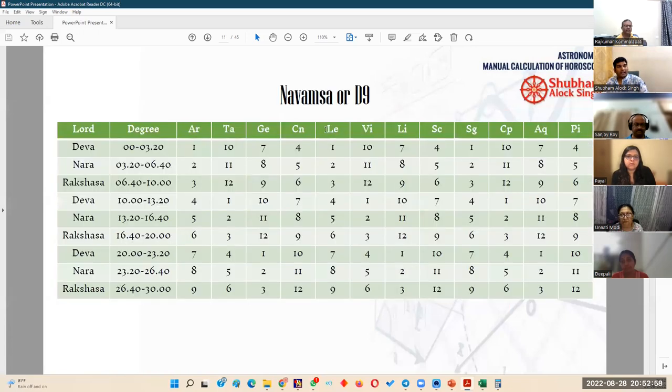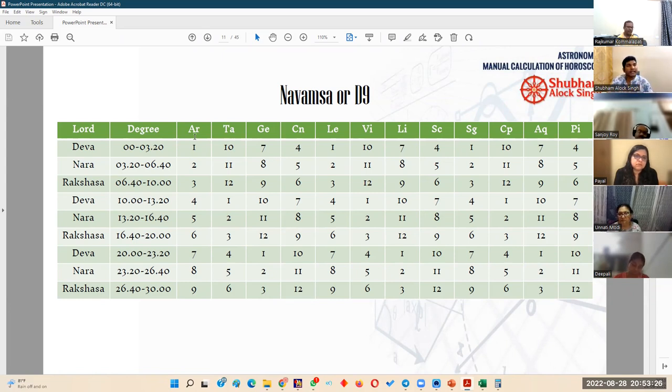Same goes with D9. For Aries, Leo, Sagittarius, D9 starts with Leo. For Capricorn, Virgo, Taurus, the D9 starts from Capricorn. For Gemini, Libra, and Aquarius, the D9 starts from Libra. And for Cancer, Scorpio, and Pisces, the D9 starts from Cancer. This is how the calculation is done. A starting point is told. Next Rashis come into the next order.